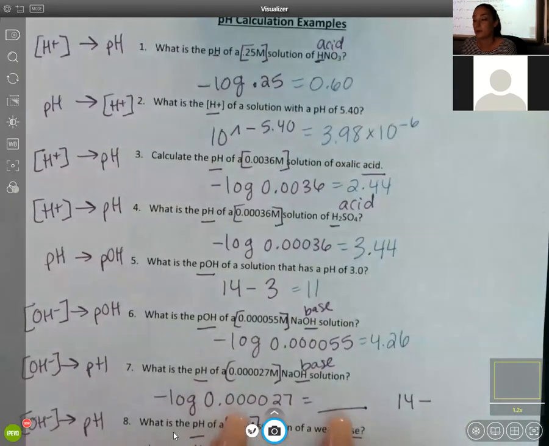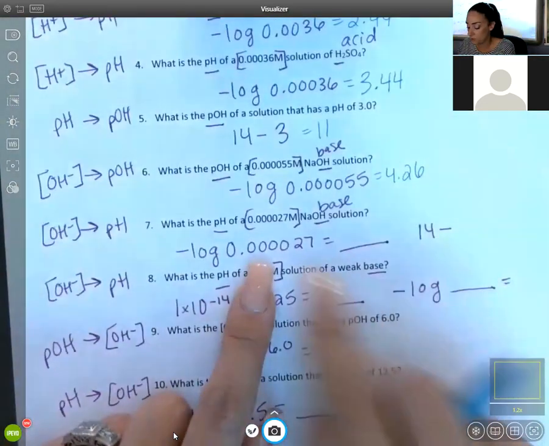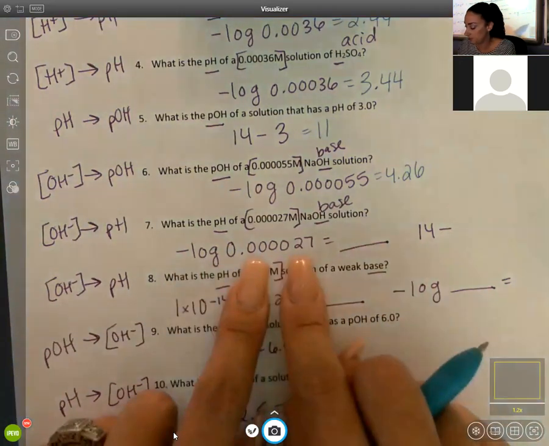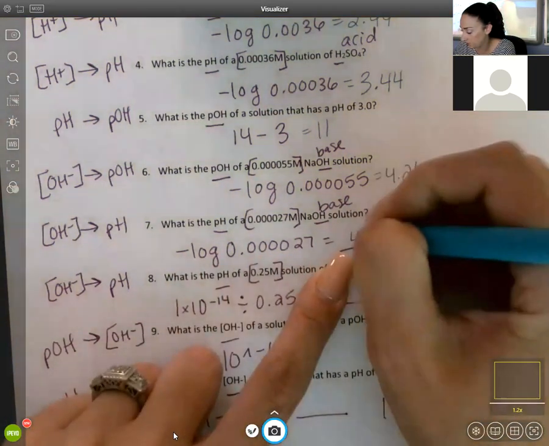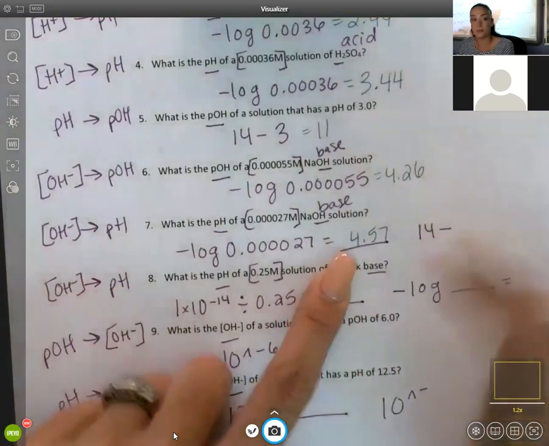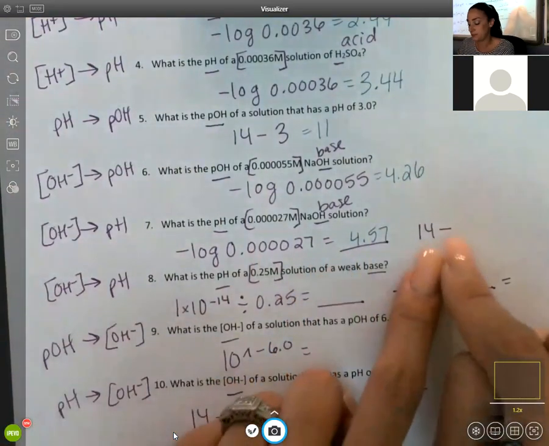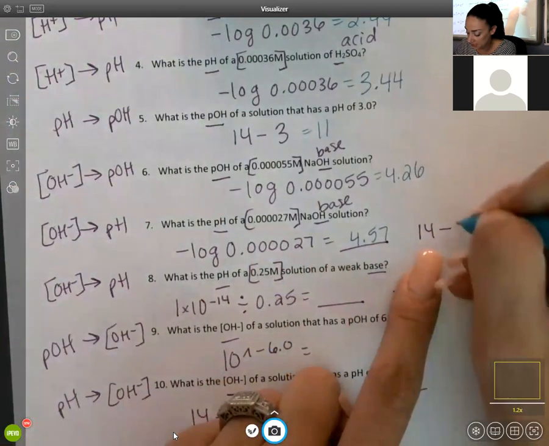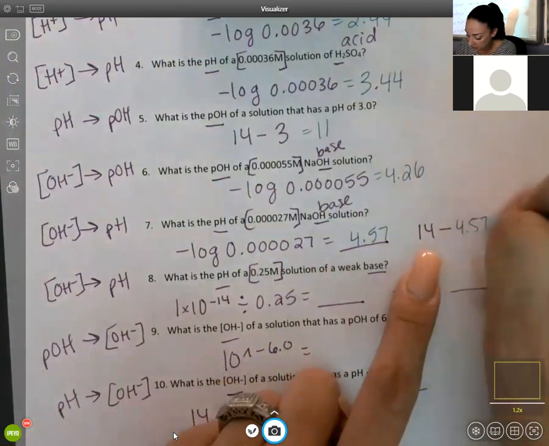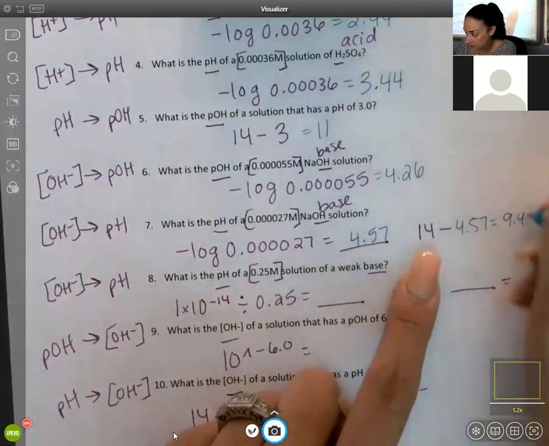This one was a 2-step problem on number 7. Okay. So we're going to take the negative log of this number. It comes out to 4.57, but then we still had to go and subtract 14 minus that answer. So 14 minus the 4.57 gives us 9.43.